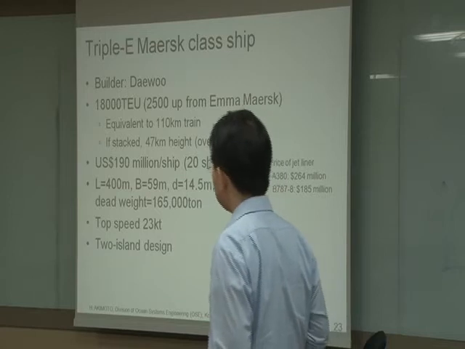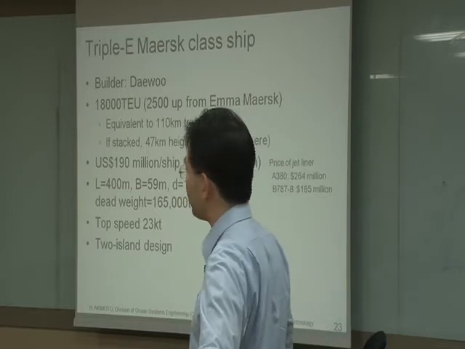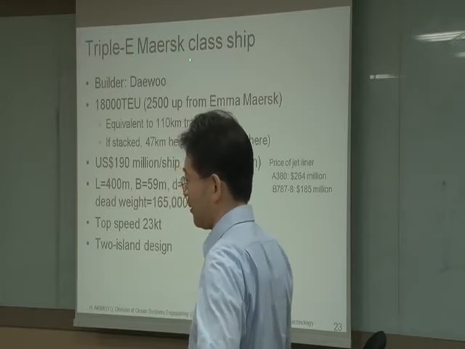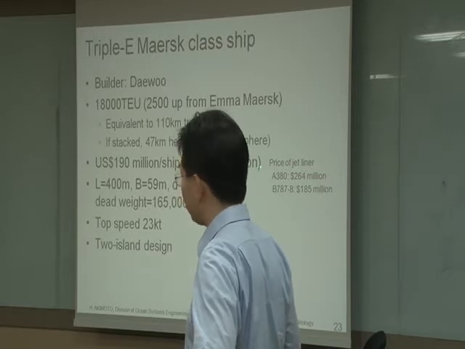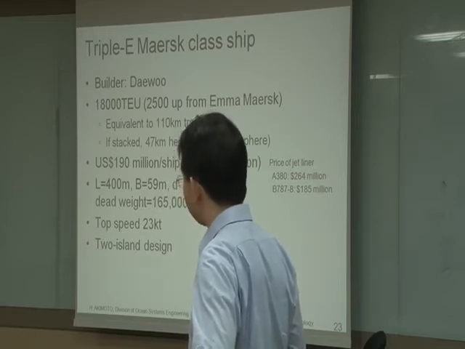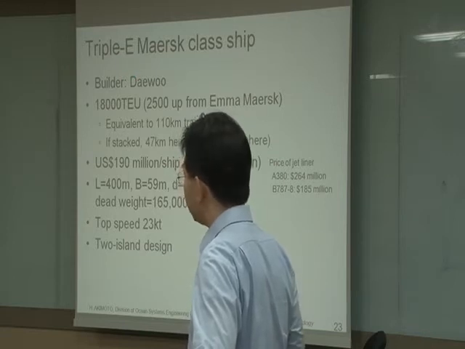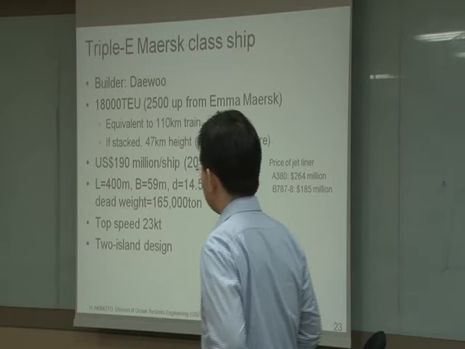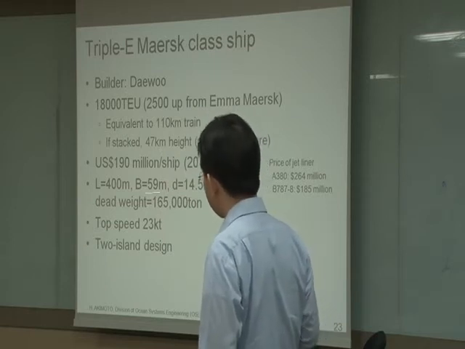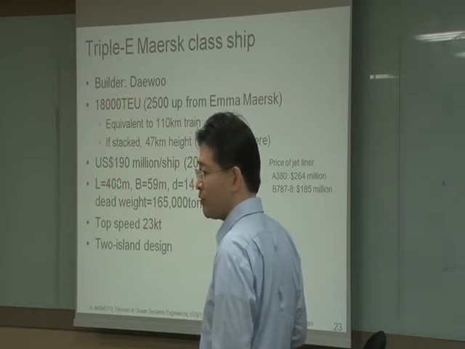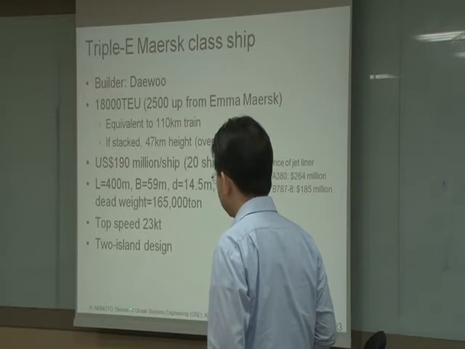Oh, okay. 20 more EEE Maersk. But it is an option, so the final decision will be made after the launch of the first EEE. It will be scheduled for next year. Okay, and length is about 400 meters, so it is only 3 meters longer than the previous one. Top speed is 23 knots and a 2-island design.